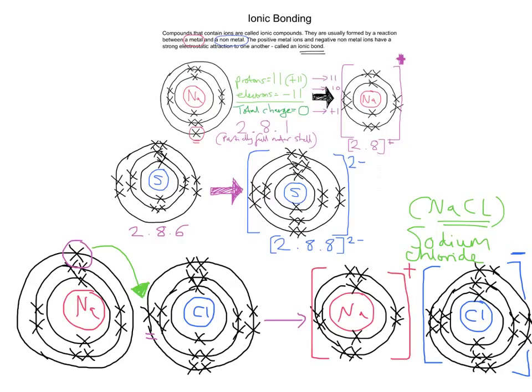But there you have a little bit about ionic bonding. So an ionic bond is formed from a reaction between a metal and a non-metal. And when you get a metal and non-metal ion reacting, you get a strong electrostatic attraction. That is the ionic bond. And you can represent that in a diagram with these brackets and relevant charges on them.